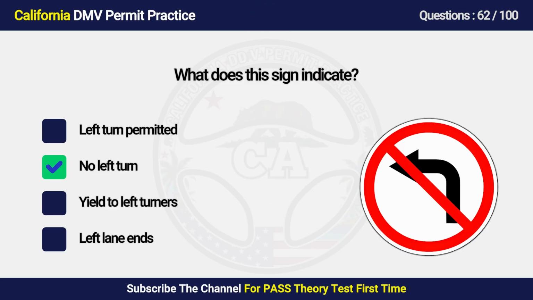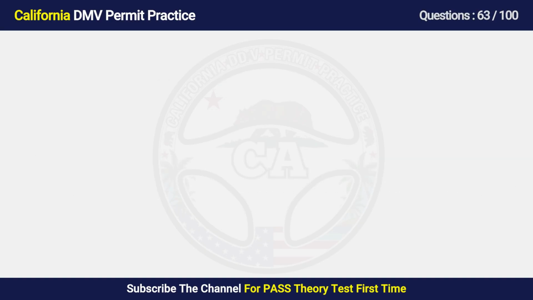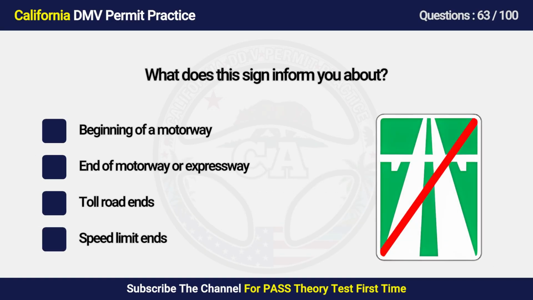Answer is B. No left turn. This sign indicates no left turn. Drivers are prohibited from making a left turn at the intersection or location where this sign is posted. Question 63. What does this sign inform you about?